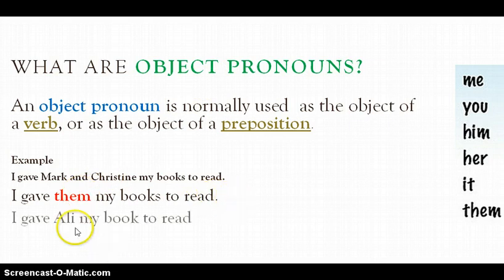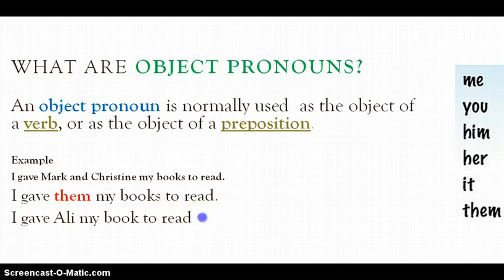And the next example, I give Ali my book to read. So here you can see at object position we have a noun. I is the subject, gave is the verb, and Ali is the object. Ali is the receiver of the action. So at receiving position, we can again replace this with a pronoun. But what pronoun do we need here?